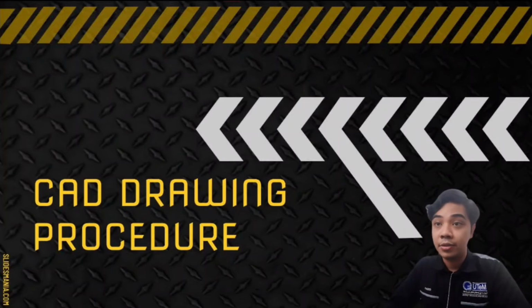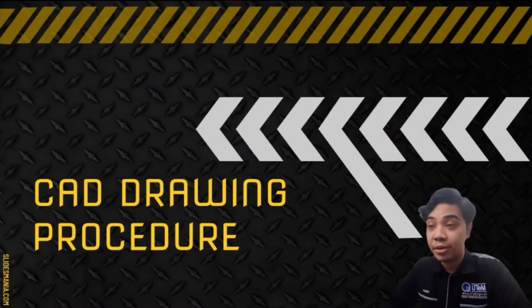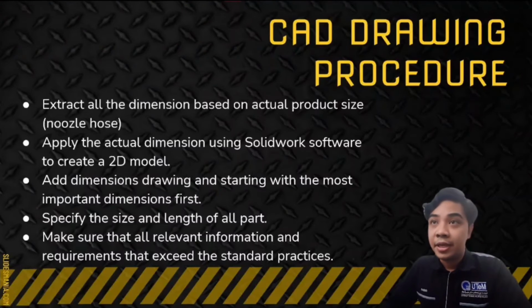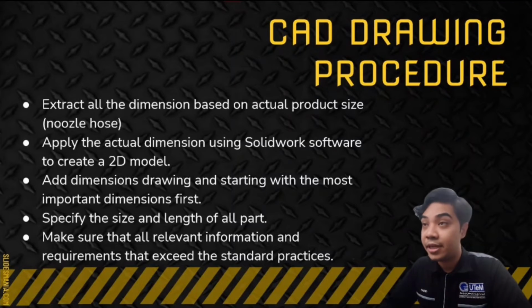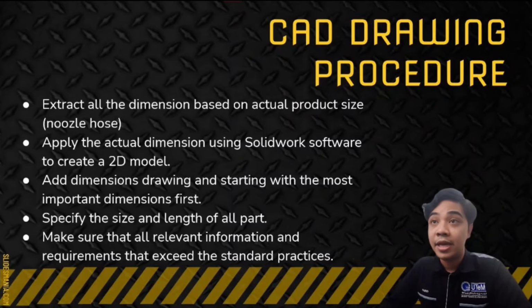Now, I will explain the first step of this project, which is the CAD drawing procedure. At the beginning, we extract all the dimensions based on the actual product size by using a vernier caliper. Next, from the hand-drawn dimension drawing, we create a 3D model by using SolidWorks software. After the 3D model is finished, we turn the 3D model into the drawing template to specify the dimensions. Lastly, we specify all the necessary dimensions and information in the drawing.